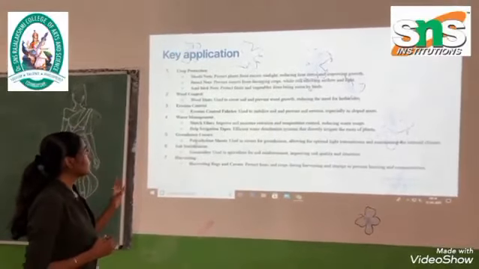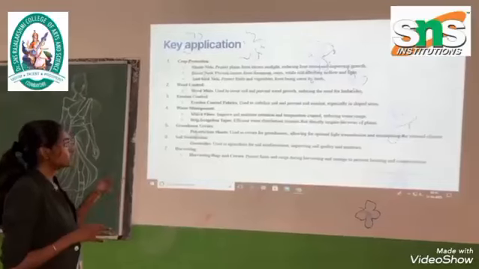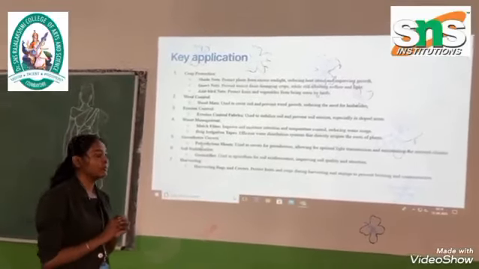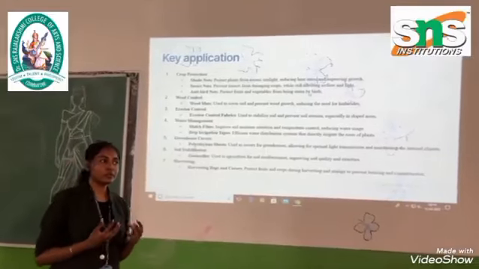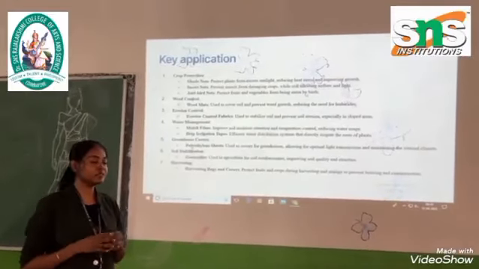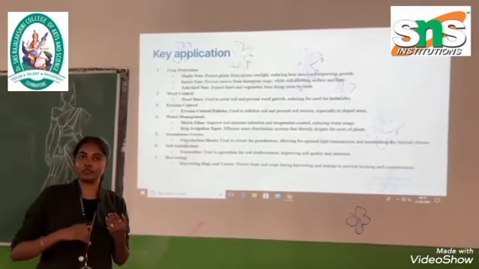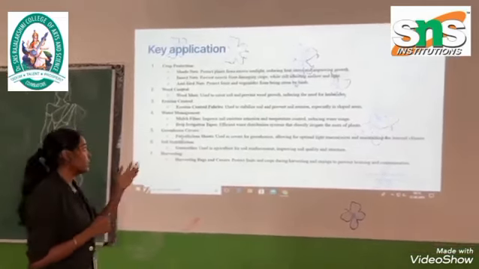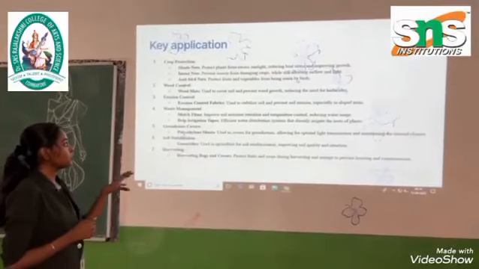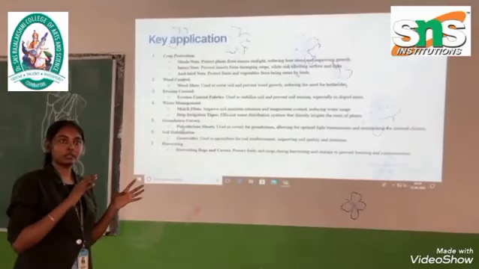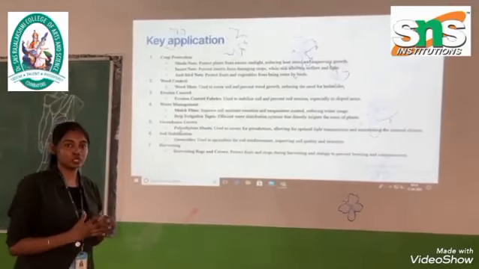Weed control mats are used to cover the soil and prevent weed growth, reducing the need for herbicides. If we use a lot of pesticides or herbicides, it will affect the crops, and when we consume them, it will also affect our health. So while using weed mats, they control weed growth and reduce the pesticide we are using.